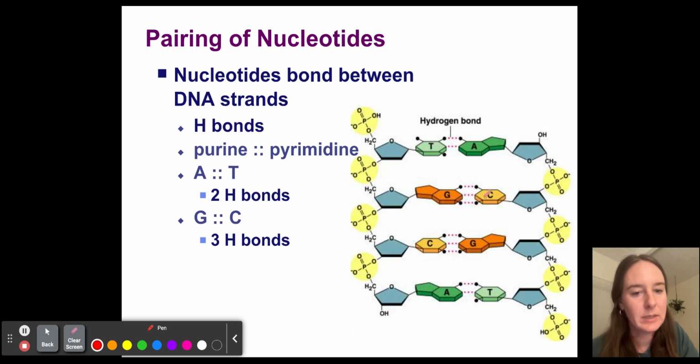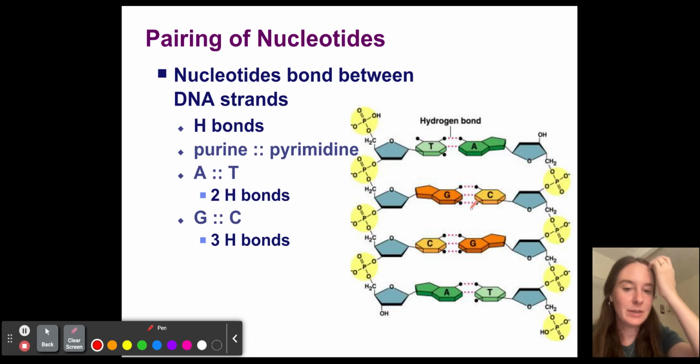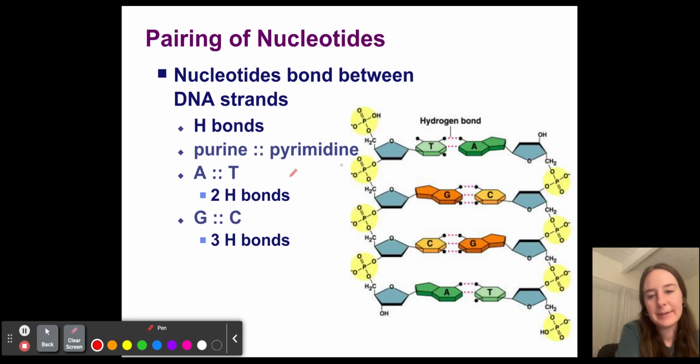G is guanine, C is cytosine. And notice that G and C always pair up with three hydrogen bonds. This is a little stronger. The more hydrogen bonds you have, the stronger your DNA. So if you have more G's and C's in your DNA, it's a little harder to rip apart. Okay, I think we talked about that well enough.